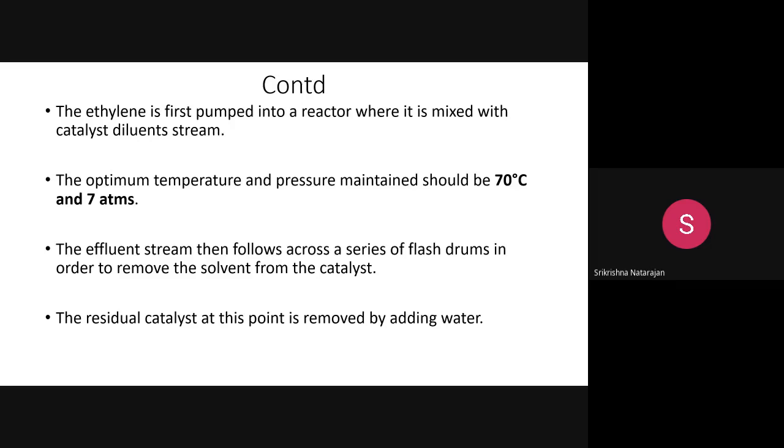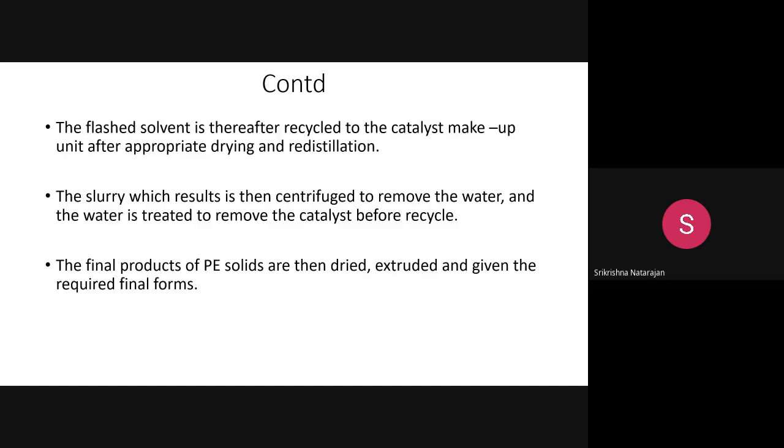You do the polymerization, and once the polymerization is done, the next steps: the effluent stream, whichever is coming, will be collected in some flash drums to remove some solvent, whatever is there from the catalyst that has to be removed. You can remove the residual catalyst which is not reacted by adding some water, and then whichever recycling process is to be done, that can be done by using any kind of drying or redistillation techniques.